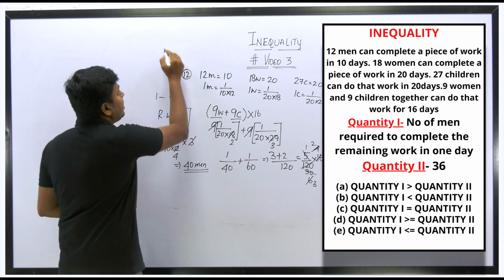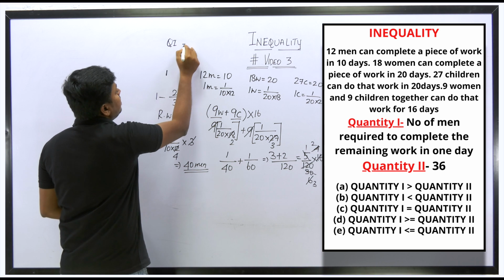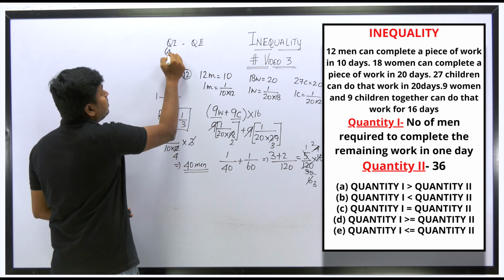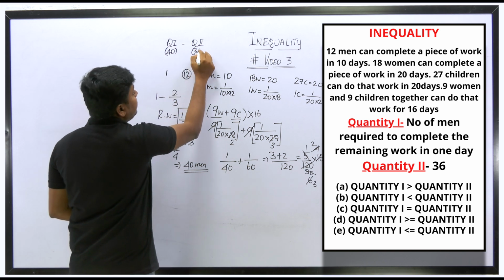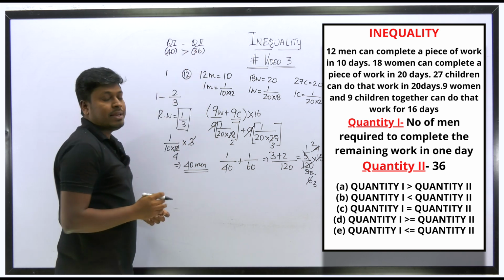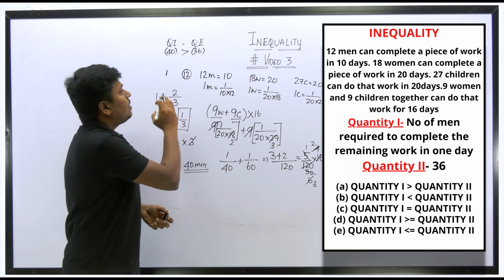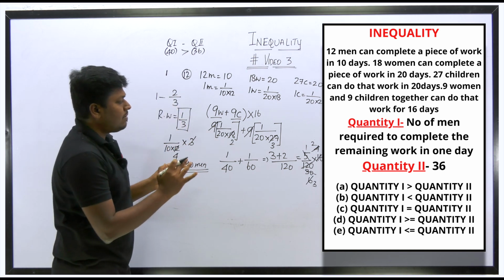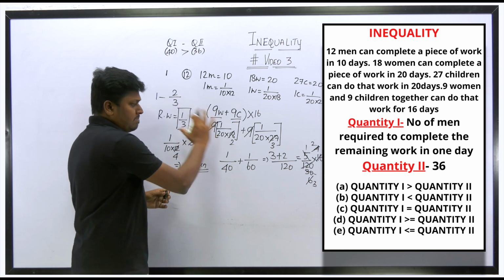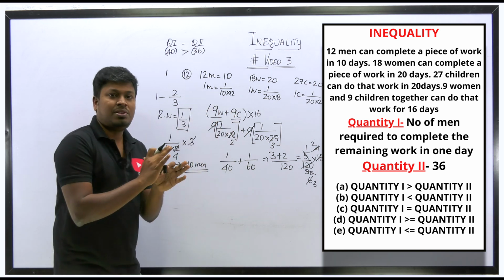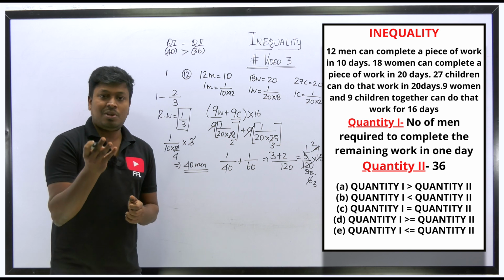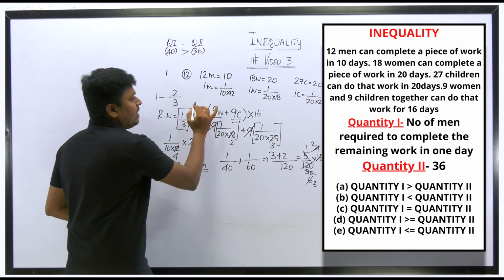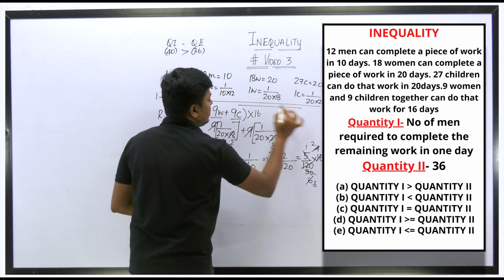So now comparing quantity 1 and quantity 2. So quantity 1 will be 40. Quantity 2 will be 36. So we can say that quantity 1 will be greater than quantity 2. So friends, I hope you understood how I solve it, because these are the simple ways to solve these types of questions without any shortcut or without using the unit method, LCM method, nothing, right? A normal way to solve these types of questions.